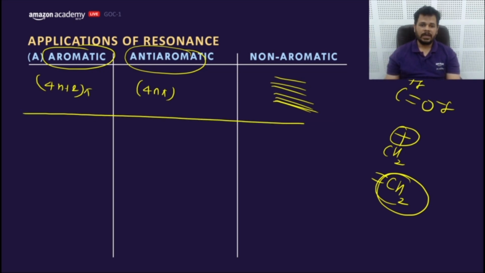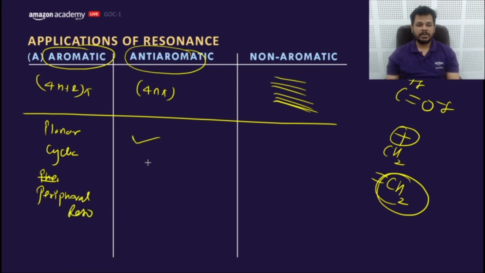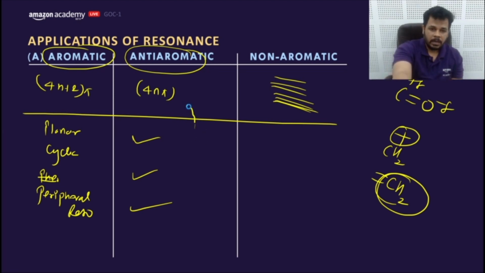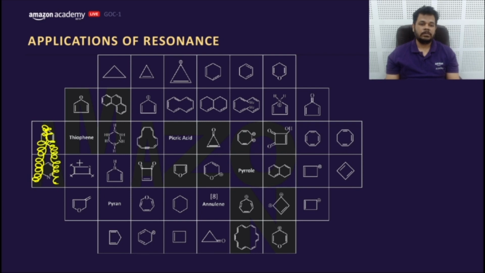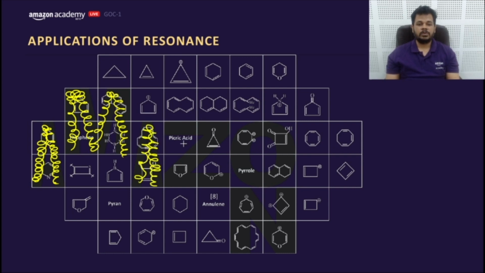Some other conditions: it should be planar, it should be cyclic, and it should have complete peripheral resonance. These are the conditions required for aromatic and anti-aromatic. Now, if you apply this concept to all the compounds in this sheet of questions, you will get an amazing result.